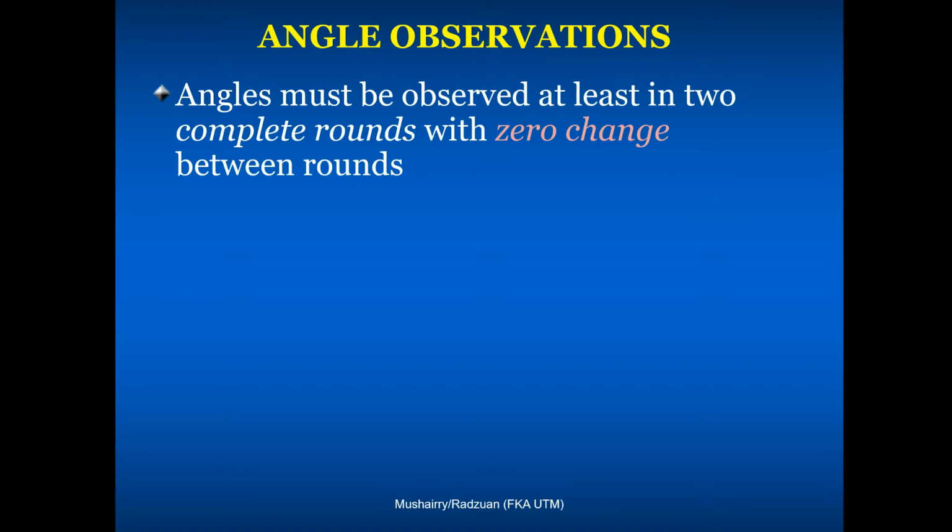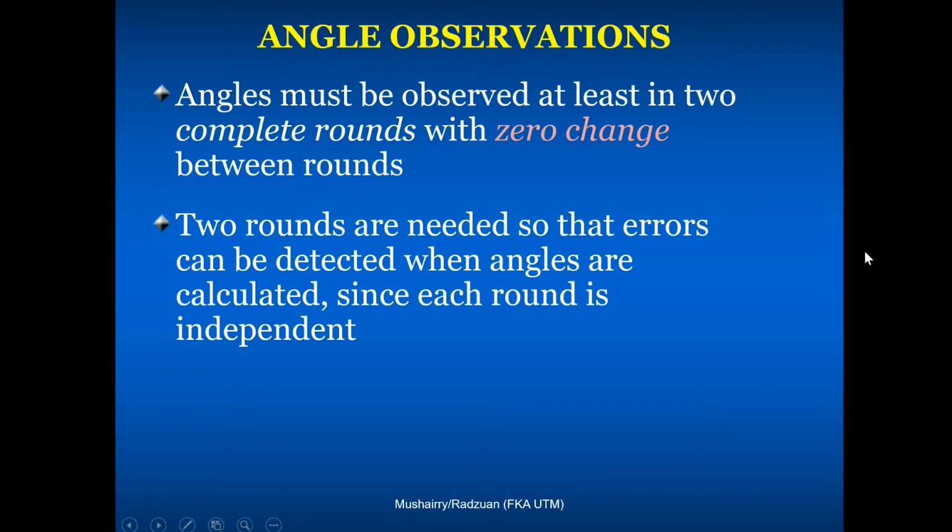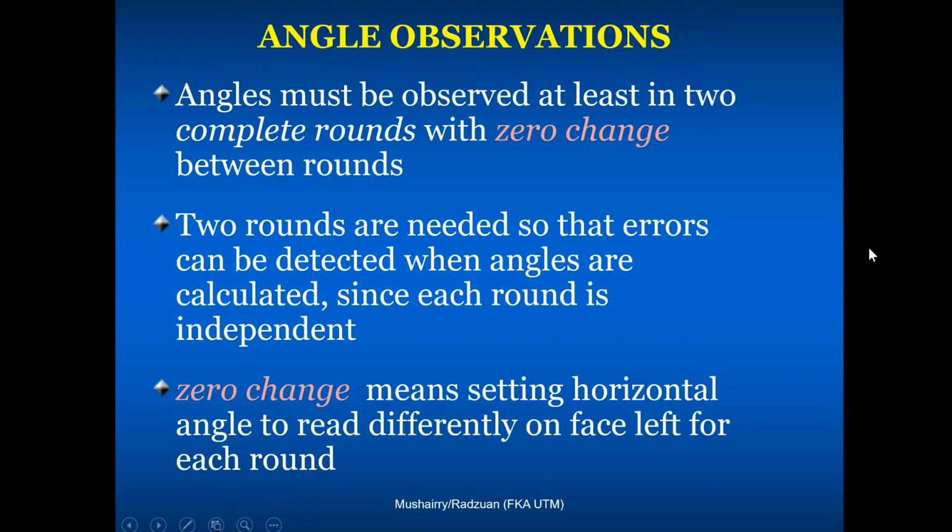Okay, but never only one set or one round, because there'll be no checks. And if you measure it twice, or 2 rounds to be exact, then apart from being able to do the checks from any errors, you can also calculate the mean, since each round is independent. So minimum 2 rounds, never 1 round.